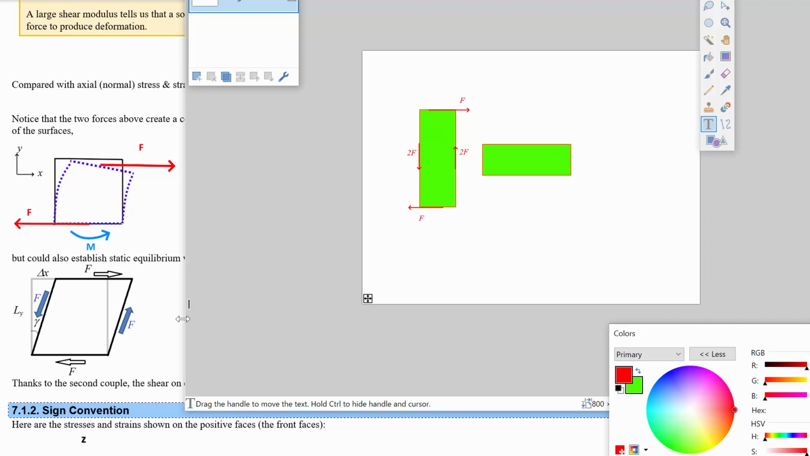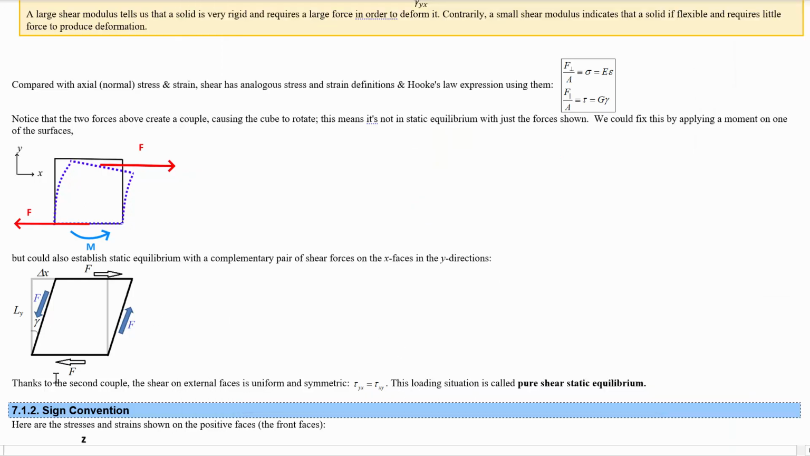So that's why we can say that pure shear static equilibrium means that we need to have applied the same stress on one side as we did on the complementary side. Not necessarily the same force, but yes, the same stress.